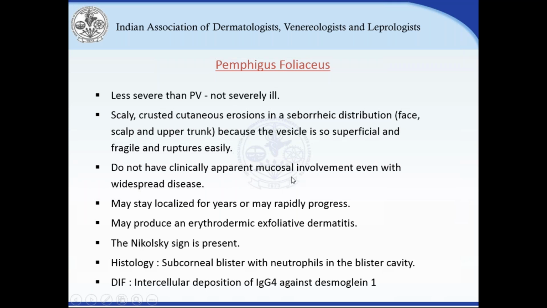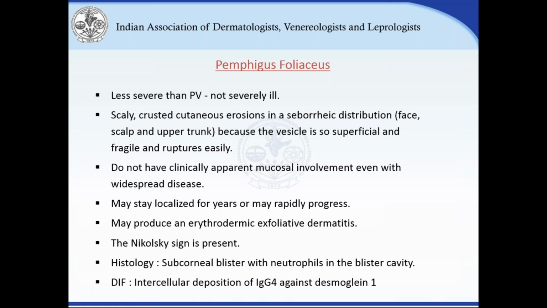Now, they do not have clinically apparent mucosal involvement even with widespread disease, but sometimes we do see it. It may stay localized for years or may rapidly progress. And it's basically what I said, it's an irritating disease, may produce an erythrodermic exfoliative dermatitis. That is, it becomes very red. The skin becomes red, up to 90% of the skin may be involved.